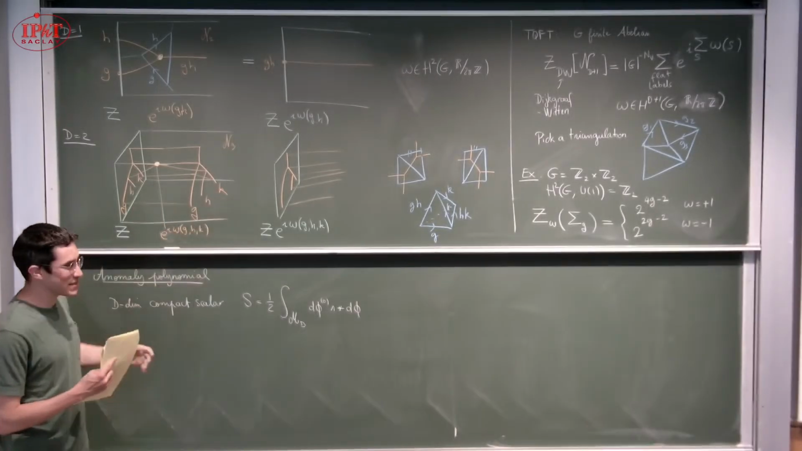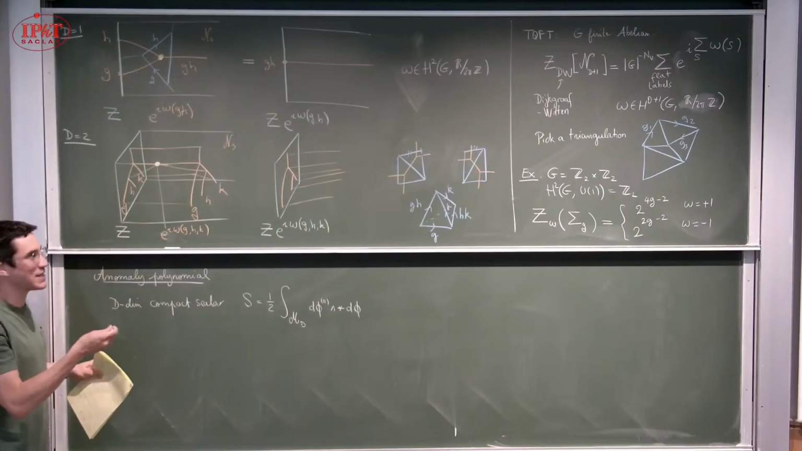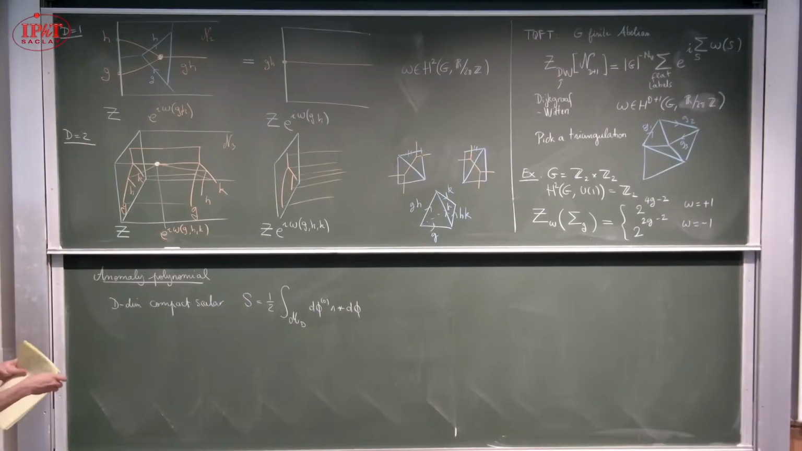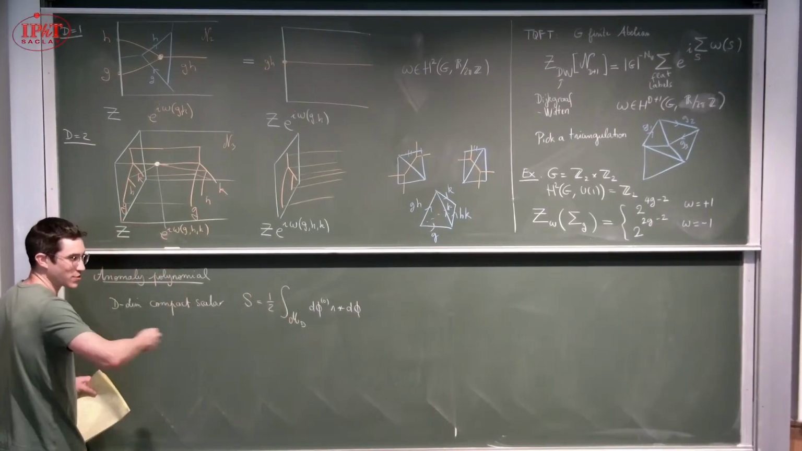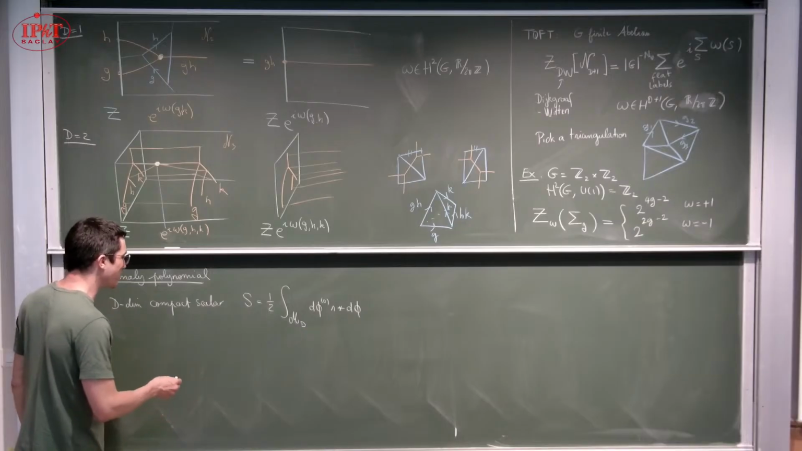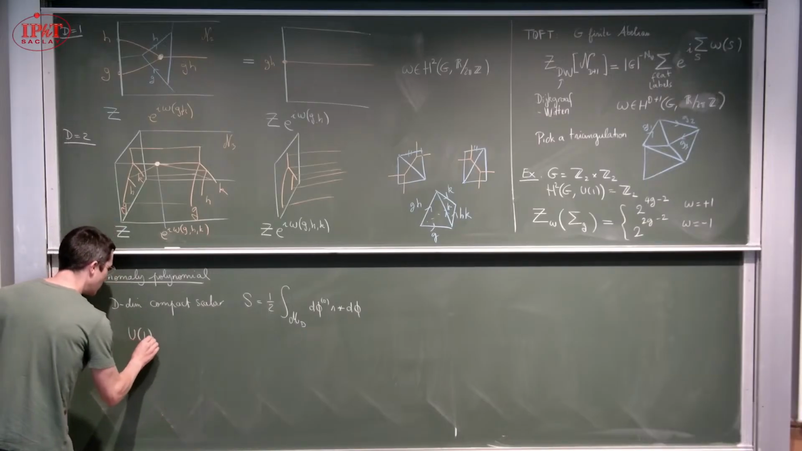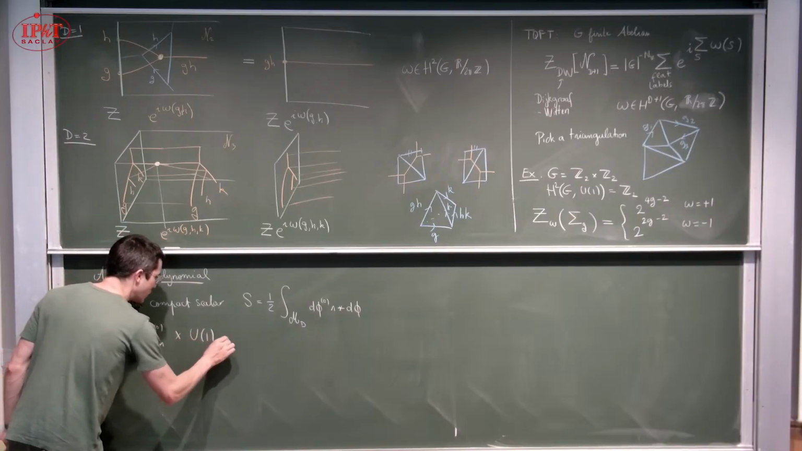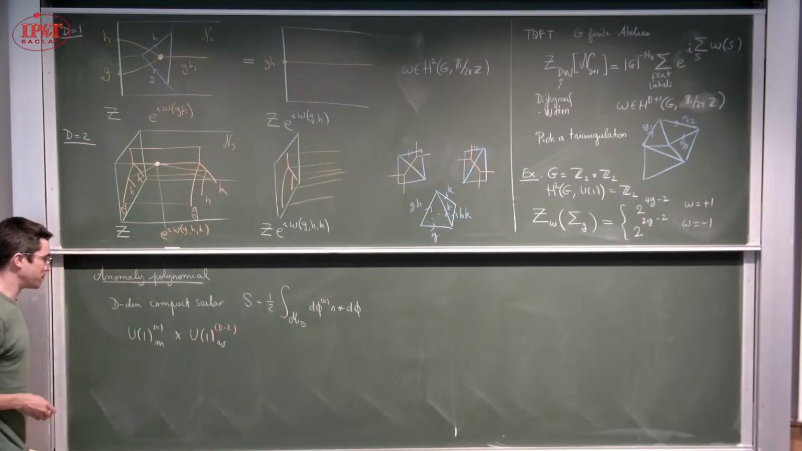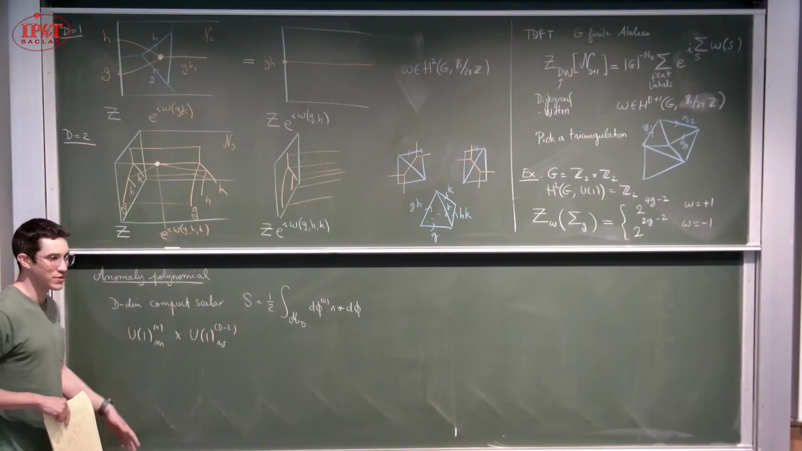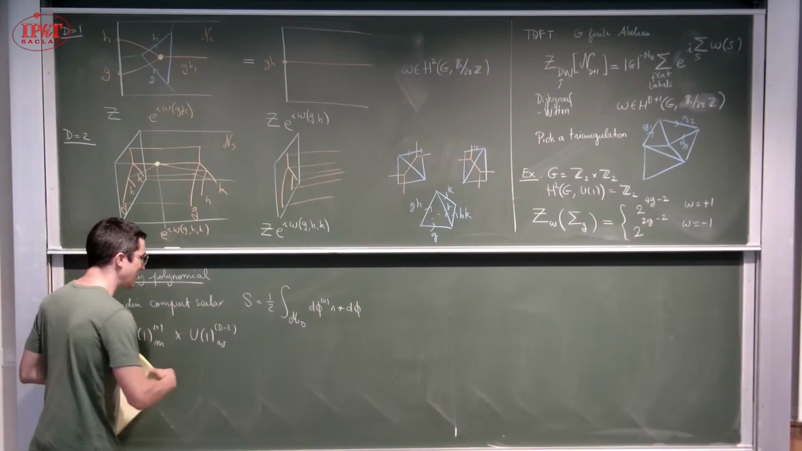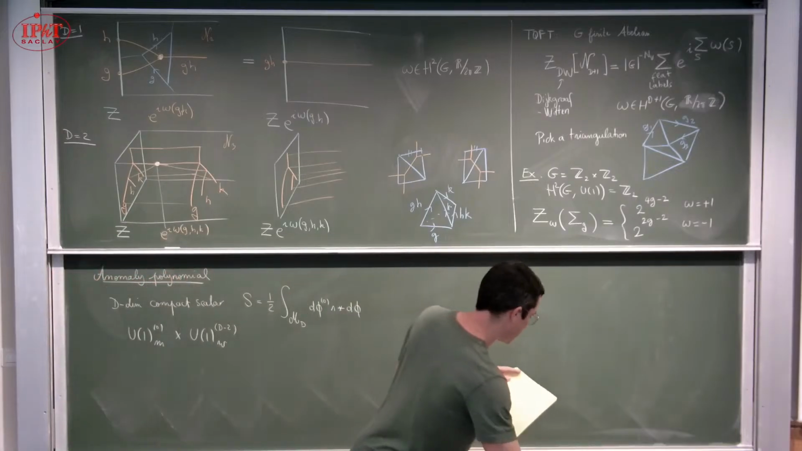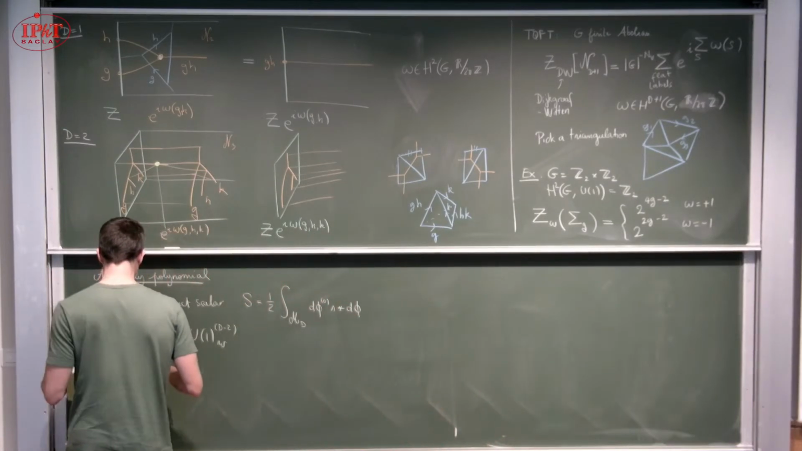Anyway, I will bypass this. I just wanted to mention it because I started with this last time, but I will bypass it by using the anomaly polynomial. So in the compact scalar, which we have discussed basically every time I've mentioned this example, we have a U(1) momentum, which is a zero-form symmetry, and we have a U(1) winding, which is a (d-2)-form symmetry. And then we have seen last time that there is a mixed anomaly in here, and we computed it.